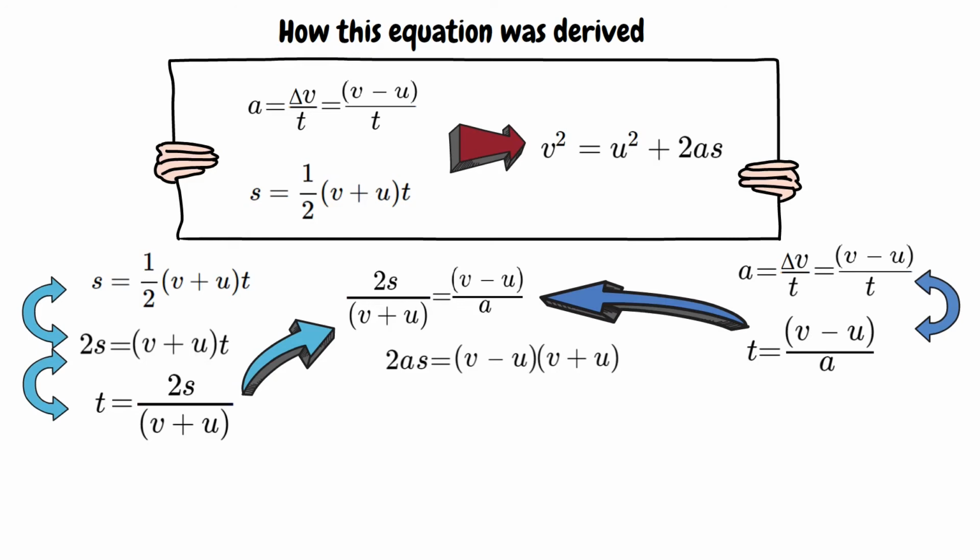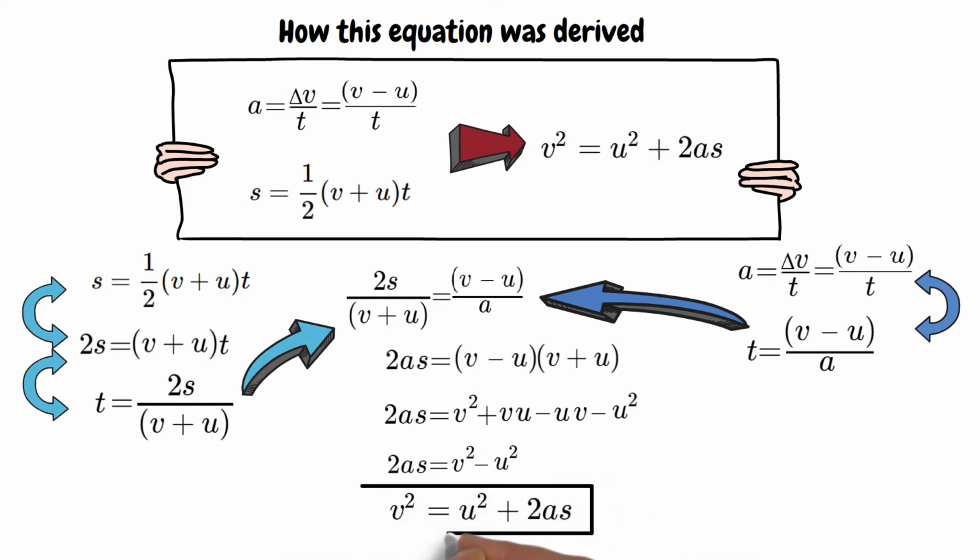When you break down the equation, you'll be able to get 2as equal v squared plus vu minus uv minus u squared. You can eliminate uv with vu because they are the same. Then you are left with 2as equal v squared minus u squared. When you rearrange this one more time, you will be able to get the standard format for the equation.